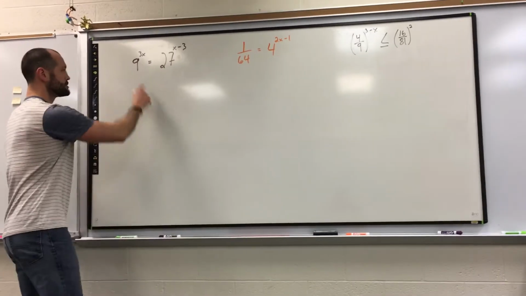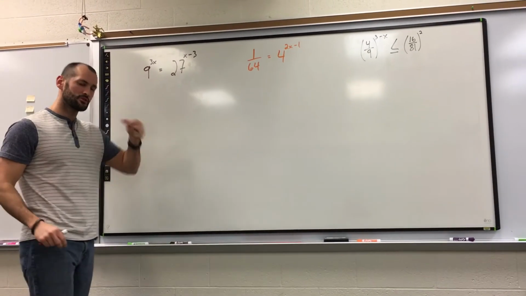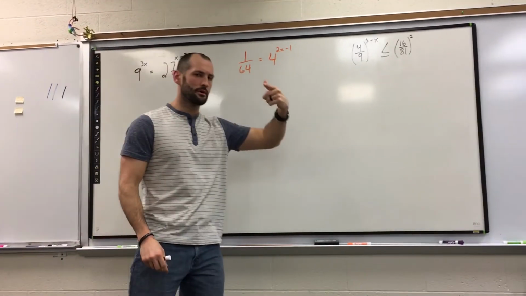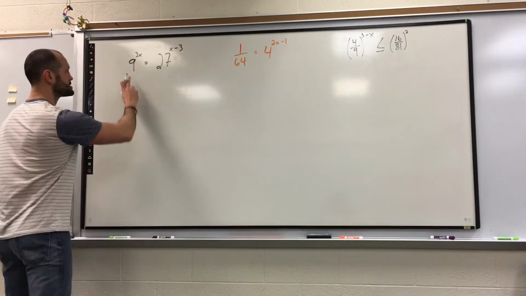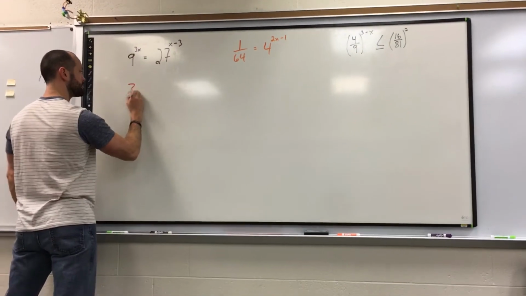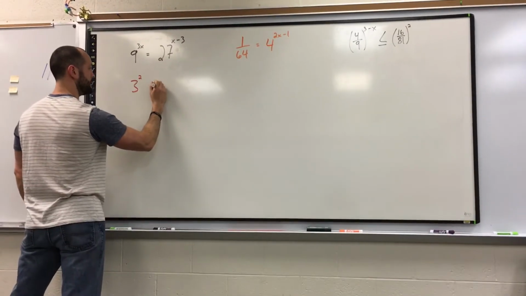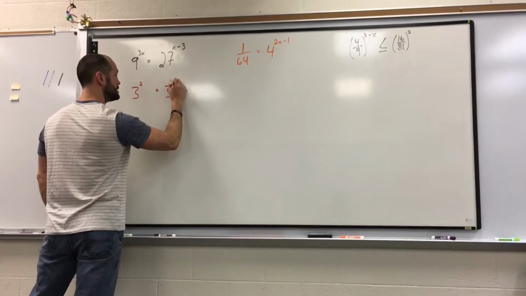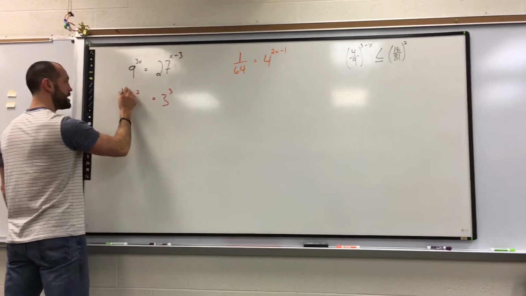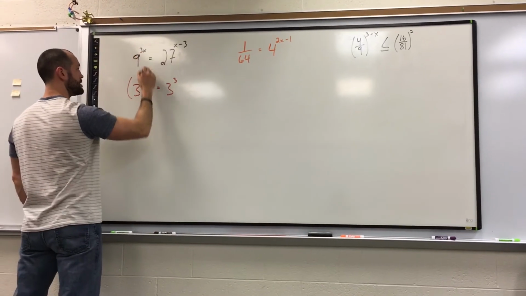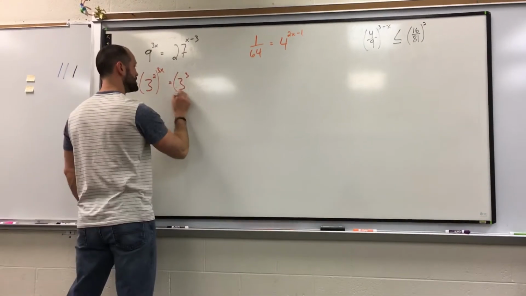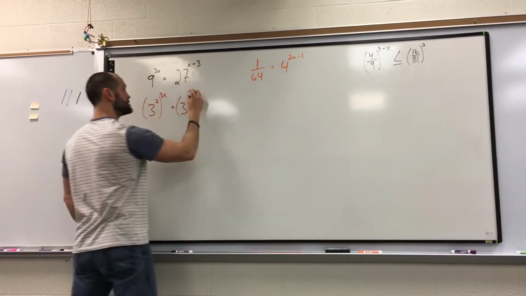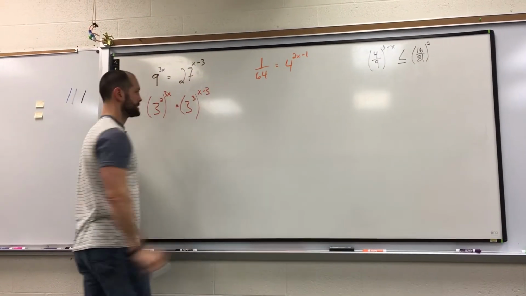Now, first up in the docket, I said you have to get like bases. So when I see 9 and 27, I'm running through my head, what number could be representing both of those as a power? So hopefully you start to think 9 is really 3 squared, and 27 is really 3 cubed. So I'm replacing 9 with 3 squared, but the original exponent's still there. I'm replacing 27 with 3 cubed, but the original exponent is still there.